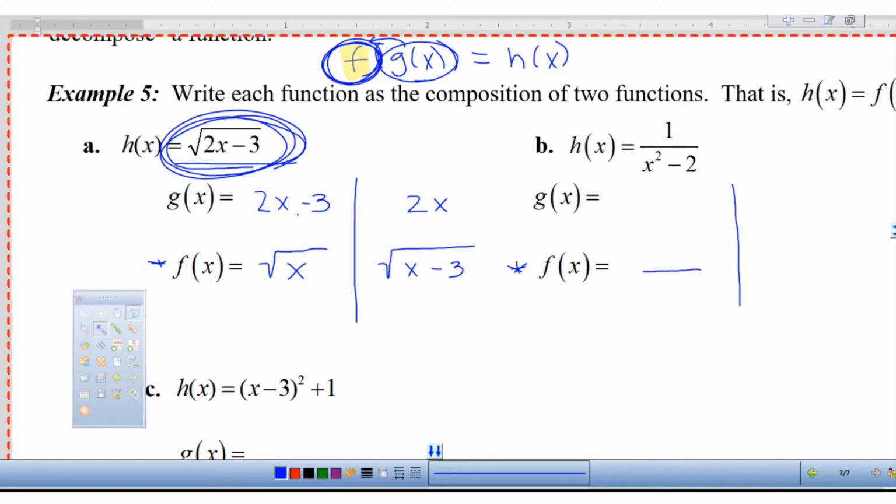Can anybody do it? Don't be shy. Don't be intimidated. Somebody try. I know there's someone in here that can see it. Beautiful. 1 over x. Then I would take my x and I would erase it. Everybody tell me what I would have to replace the x with to get exactly that. Tell me. x squared minus 2. Perfect.